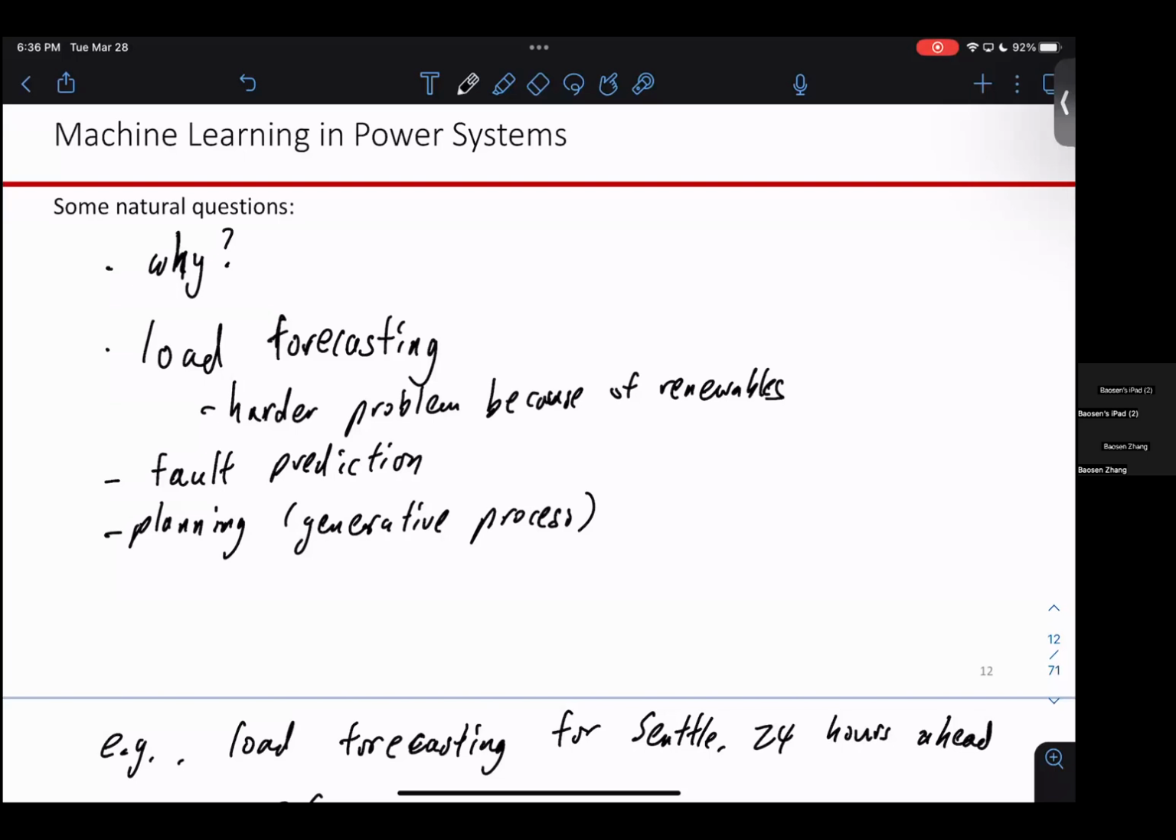Okay. So the typical load for Seattle is, let me think, around 1 gigawatt. Not quite 1 gigawatt, but close to 1 gigawatt. Right. So let's say you have a gigawatt load, your error is about 20 megawatts, so 2% of that. Yeah. So that's it.